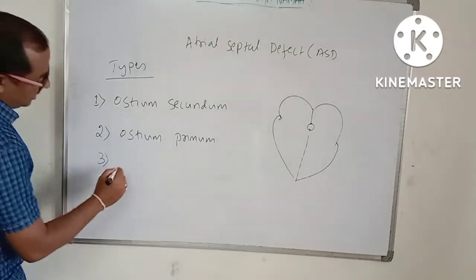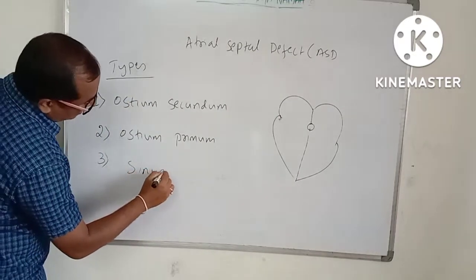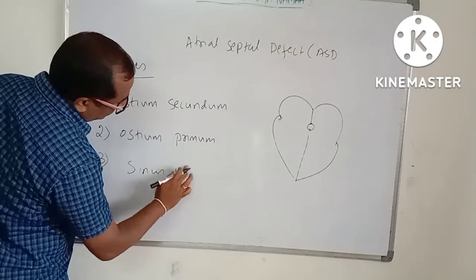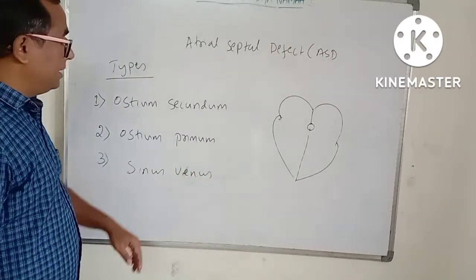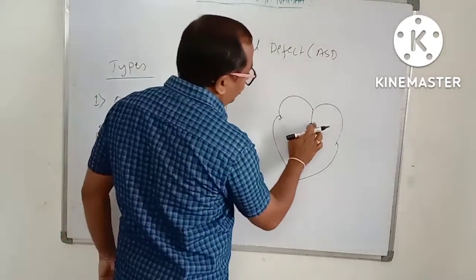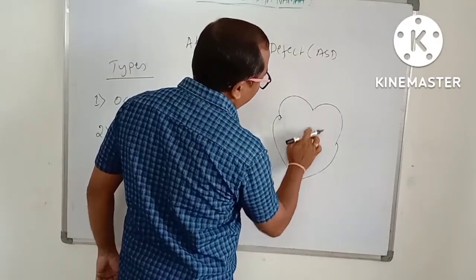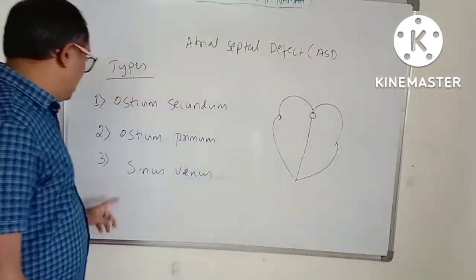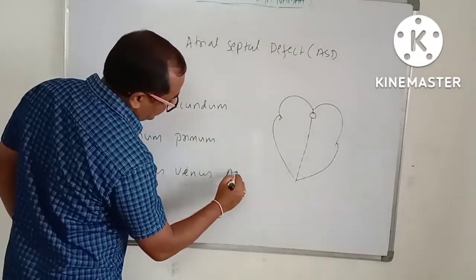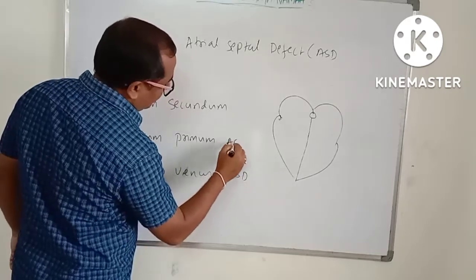sinus venosus ASD. So when we call it sinus venosus ASD, the defect is present at the top of the interatrial septum. When the defect is present at the top of the interatrial septum, it is called a sinus venosus atrial septal defect.